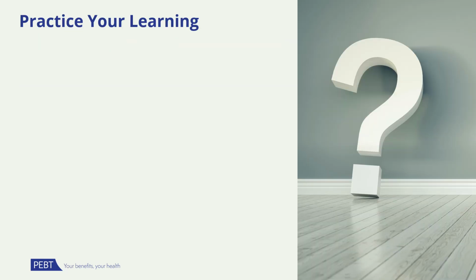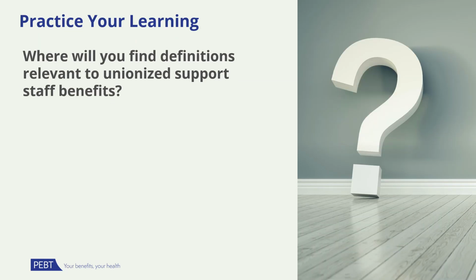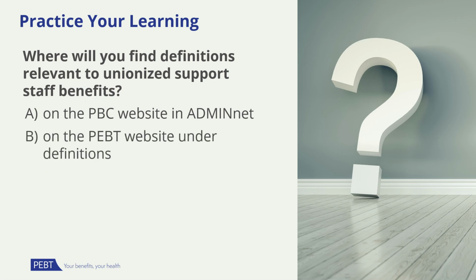Let's check in on your learning. Where will you find definitions relevant to unionized support staff benefits? A, on the PBC website in AdminNet, B, on the PEBT website under definitions, or C, on the PEBT SharePoint site. The correct answer is B, on the PEBT website under definitions.